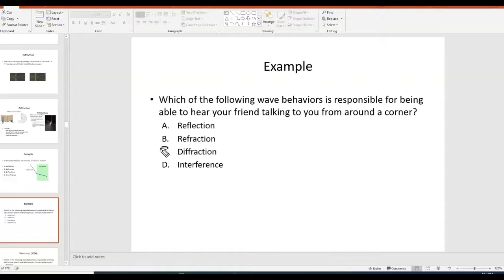Okay, so the answer here is C, diffraction. And again, we just talked about that a few slides ago.